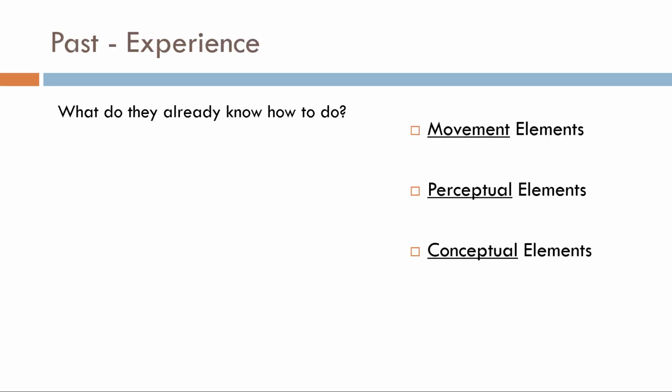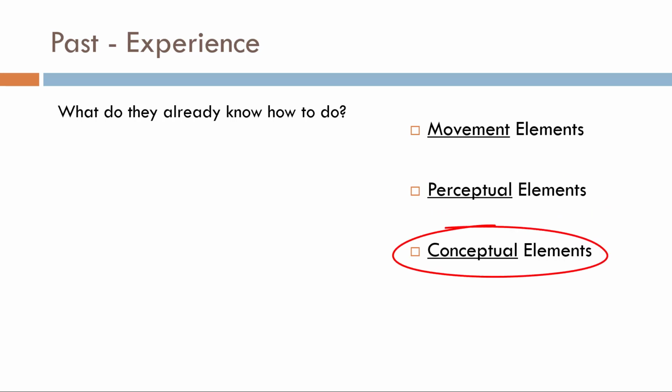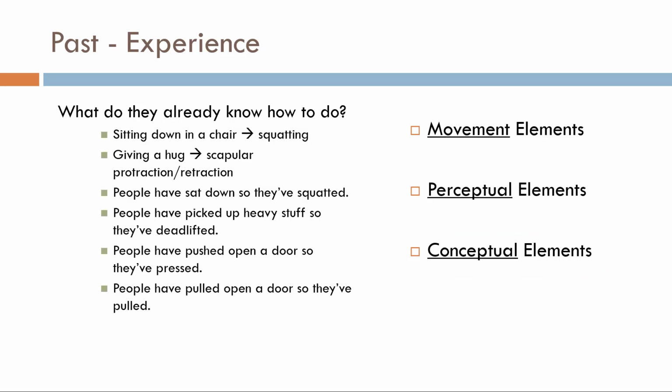You also want to dig a little bit and take advantage of past experience, right? When you're trying to teach something, you're going to have these movement elements, so the actual movement itself, the perceptual, what they can perceive, so what they can sense, what they can feel, what they can see, and the conceptual elements, what they can think. And so all of these things are going to come together, and I'm going to pop up a list here and just kind of look at it for a second.